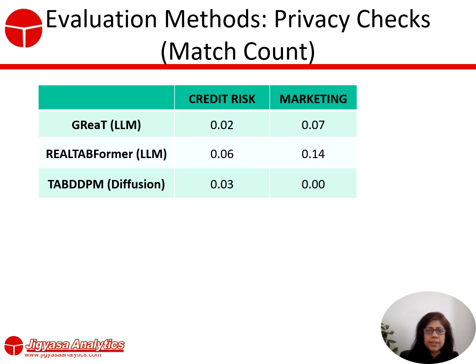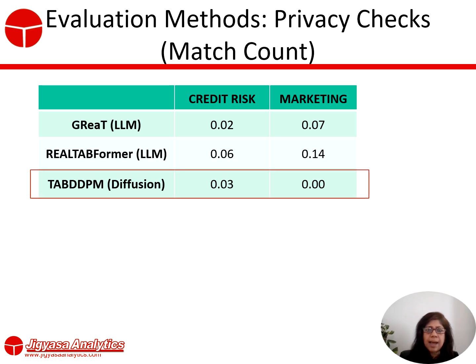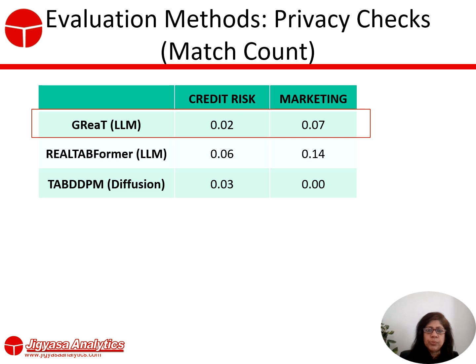So the second column in this table shows the match count numbers for the 3 synthetic samples created using the credit risk dataset. And the third column shows the numbers for the 3 synthetic samples that we created for the marketing dataset. Note that lower match count numbers are better. Thus, we can see from the numbers that the TabDDPM synthetic samples shown on the last row of this table perform very well on this test for both the credit risk and the marketing datasets. The GReaT synthetic sample, which is shown on the first row of this table, also performs well.